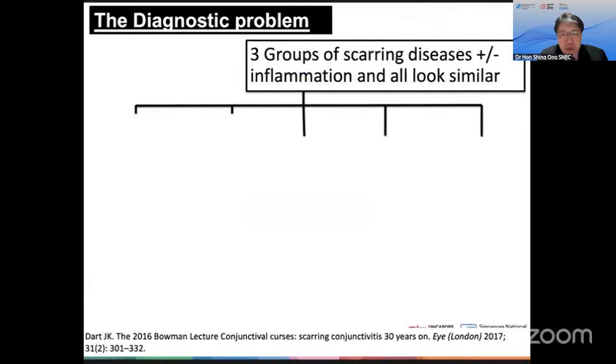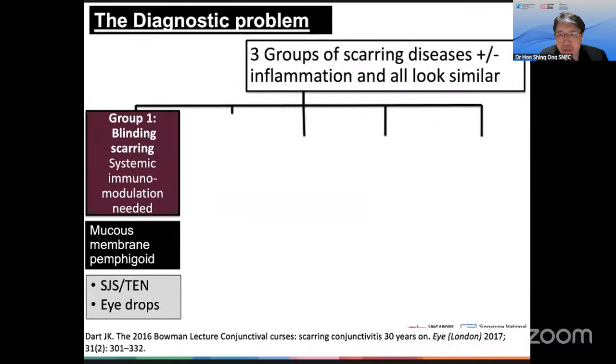This is from John Dart's paper, the diagnosis of underlying cicatricial conjunctivitis. Difficult. Simply put, there are three main groups of scarring diseases. The first group are those with blinding progressive scarring diseases where immunosuppression is often needed.